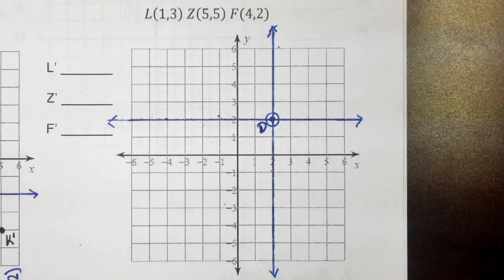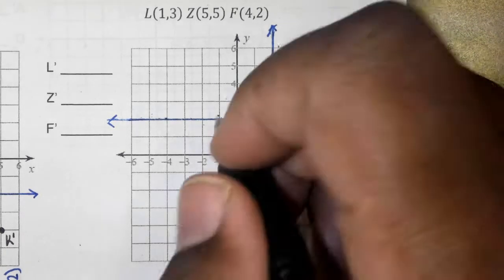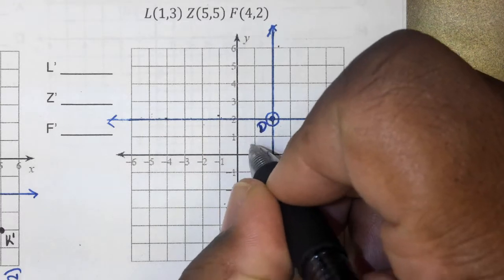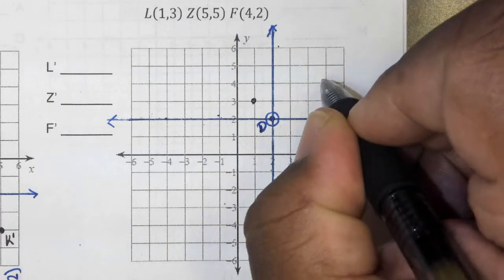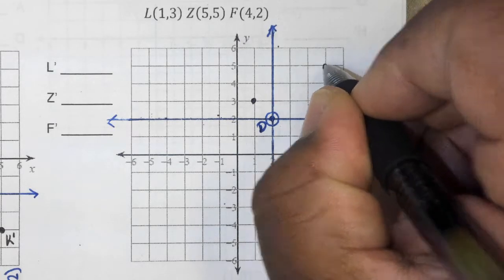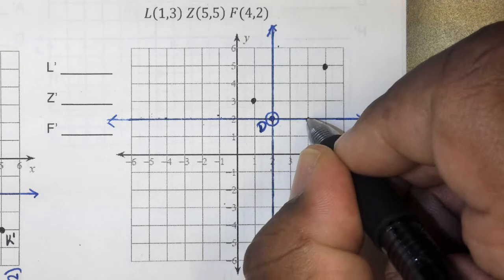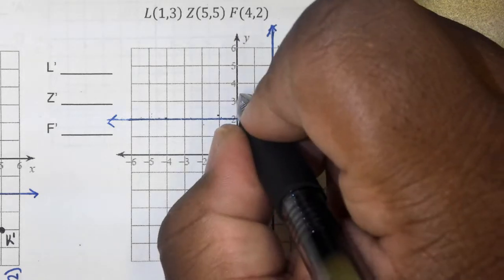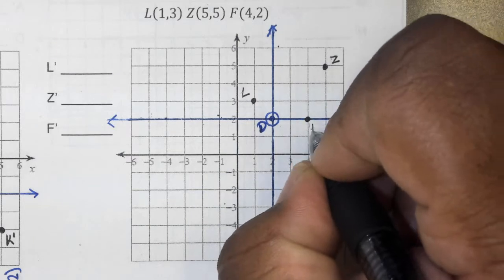So from there, this one a little bit easier. You only got 3 points you got to graph. LZF. L is at 1, 3. Z is at 5, 5. F is at 4, 2. L, Z, F.